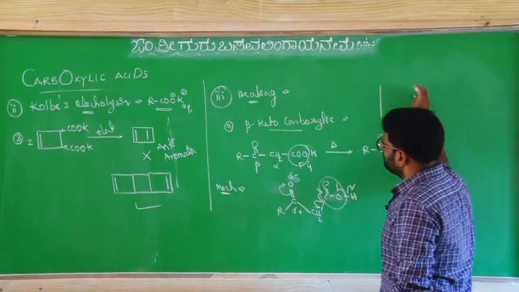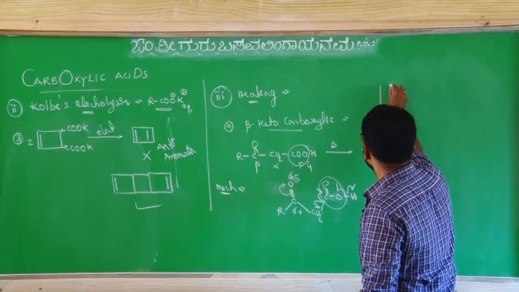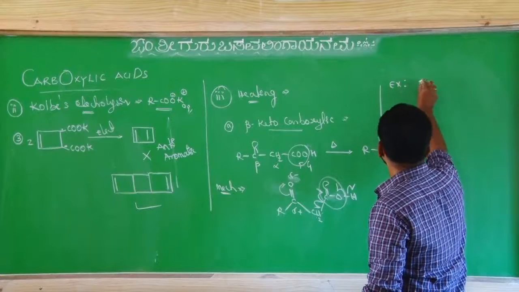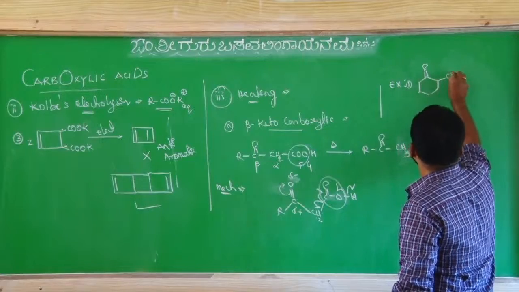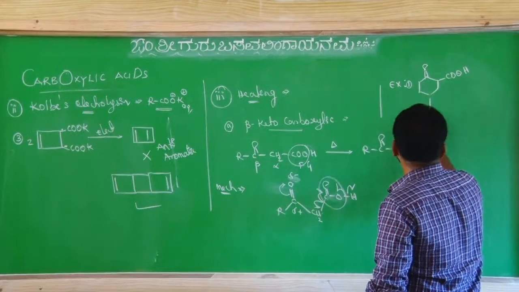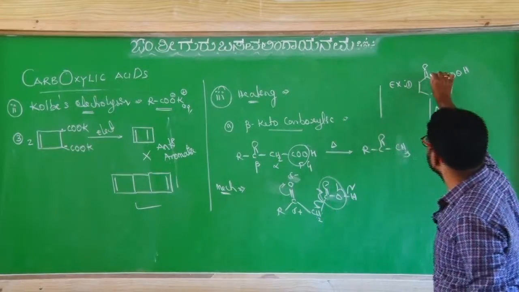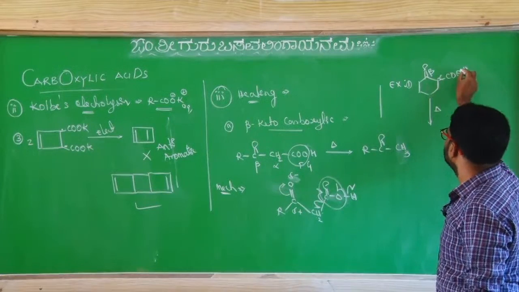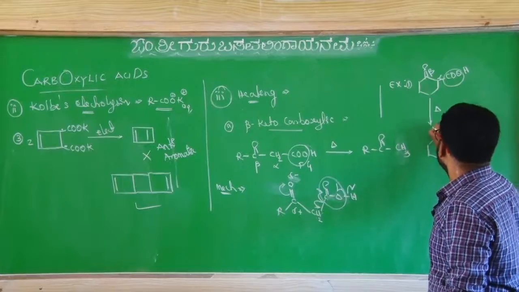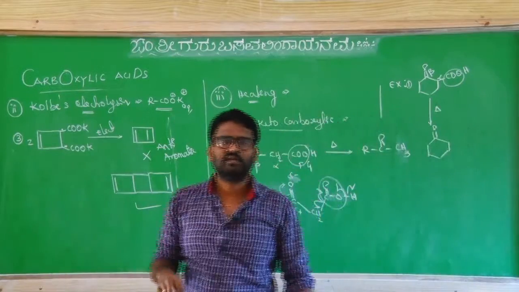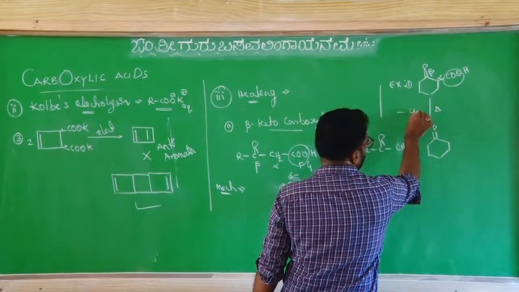In the same way, let me take one more example, a real example of a beta keto acid. If I take a cyclic compound, this is what we have, COOH. On heating, what will we get as product? With respect to this carbonyl, this is the alpha position and this is the beta position. On heating there will be loss of carbon dioxide. You will get C double bond O, cyclohexanone, as the product.